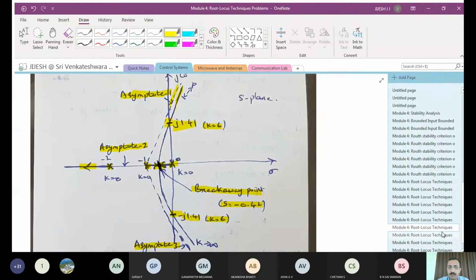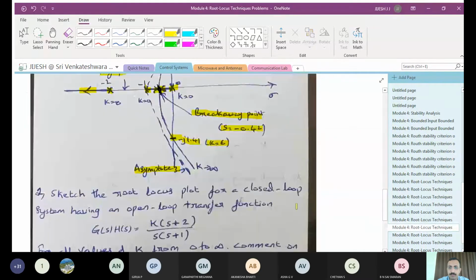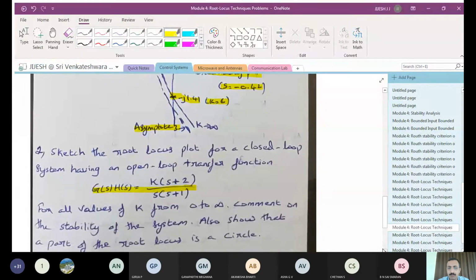Try to do this new problem: sketch the root locus plot for a closed loop system having an open loop transfer function G(s)H(s) = K(s+2)/(s+1), for all values of K from 0 to infinity. Comment on the stability of the system, whether it is stable, unstable, or marginally stable. Also show that a part of the root locus is a circle.